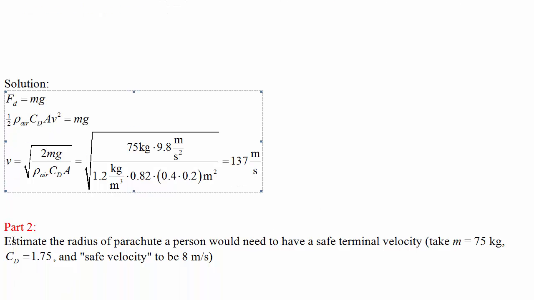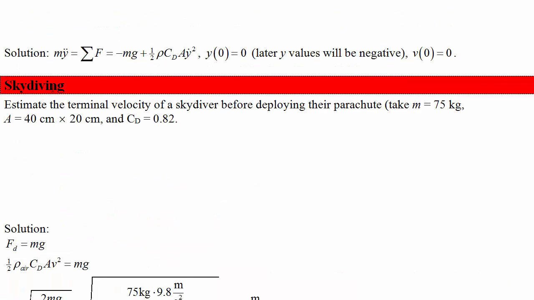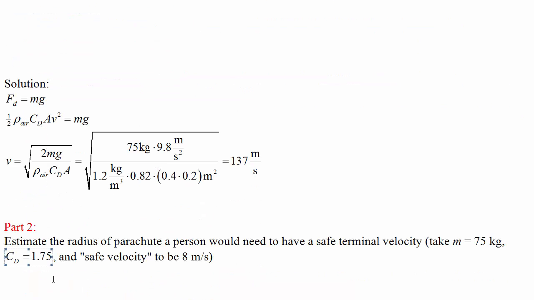Part 2, slight variation on this: find the radius of a parachute a person would need to have a safe terminal velocity. Take the safe velocity to be 8 meters per second and assume all the drag is the drag on the parachute. So we're ignoring the drag on the person now, just taking the drag on the parachute, which has a drag coefficient of 1.75.